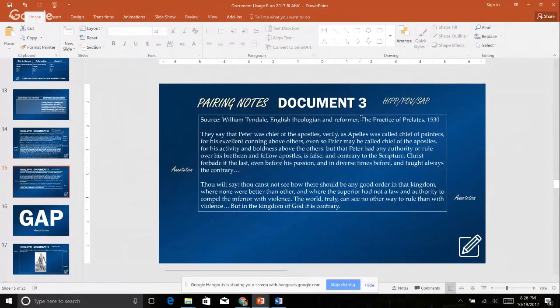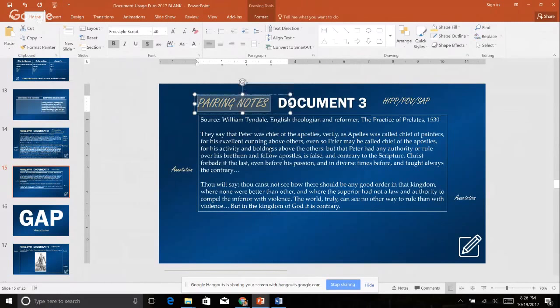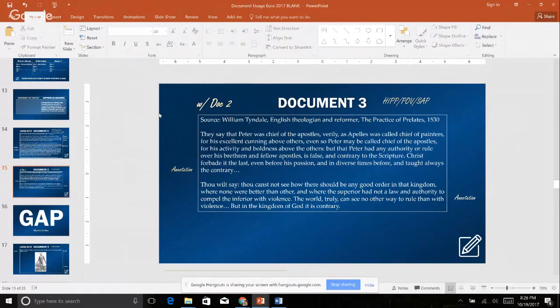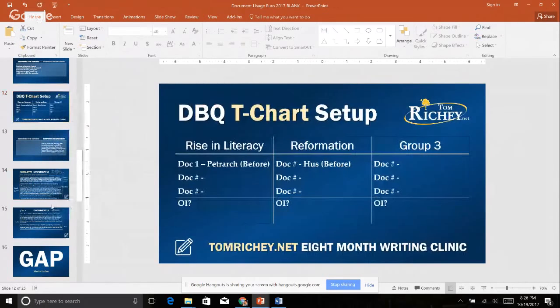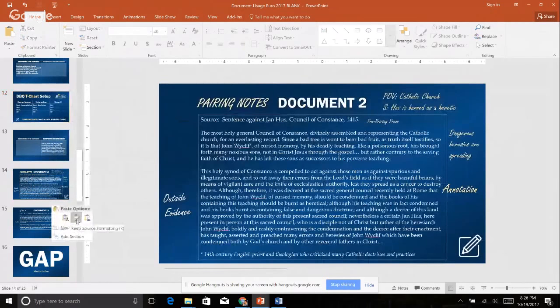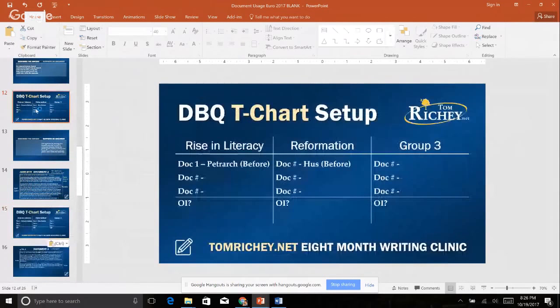William Tyndale, English theologian and reformer, the practice of prelates, 1530. All right, we see pair with document 2, or if you're in a hurry, just with document 2 will be fine, or just doc 2 or the number 2 or anything like that. So we can see here that this is something, and I actually like to keep this going so somebody can use this presentation.